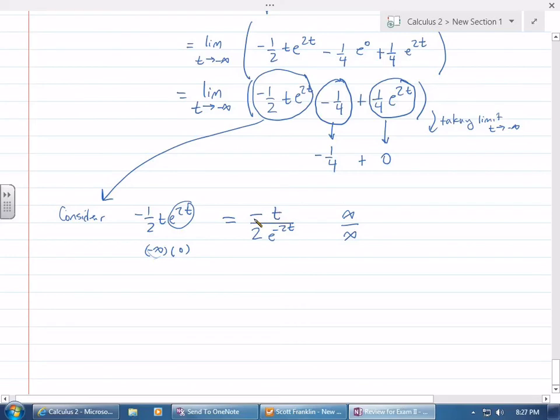Why is it infinity over infinity? Well, negative t, negative a negative infinity is infinity. And as you take negative 2 times t as it goes to negative infinity, this thing is going to positive infinity. And e to a thing going to positive infinity is also getting bigger. So L'Hopital's rule means take the derivative of the top over the derivative of the bottom, and then try the limit again. What's the derivative of negative t? Negative 1. The derivative of 2e to the minus 2t: you leave the 2, e to the minus 2t, but then times a minus 2, so it's like a minus 4e to the minus 2t.